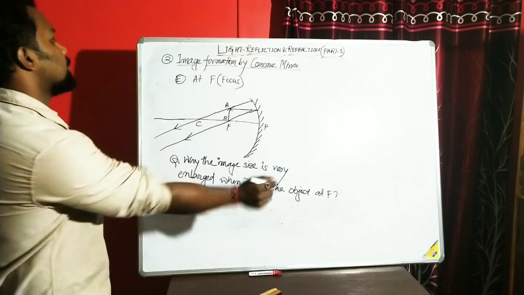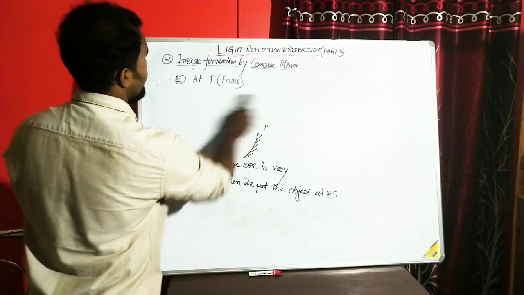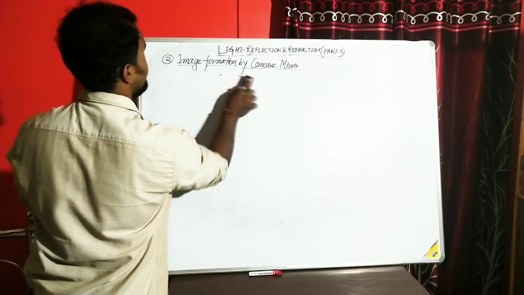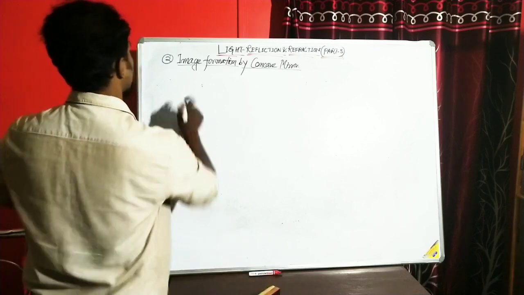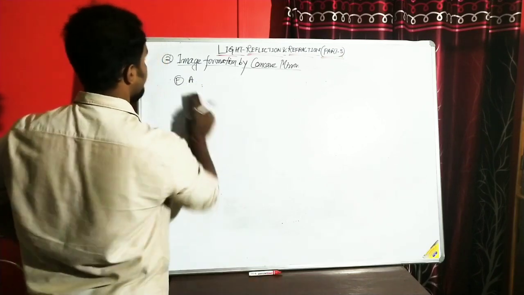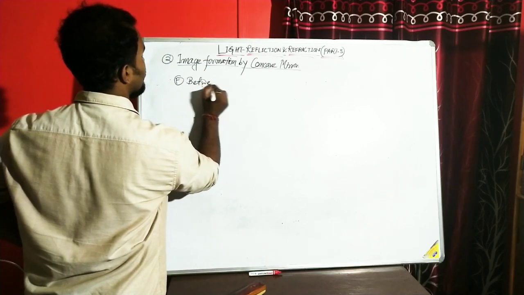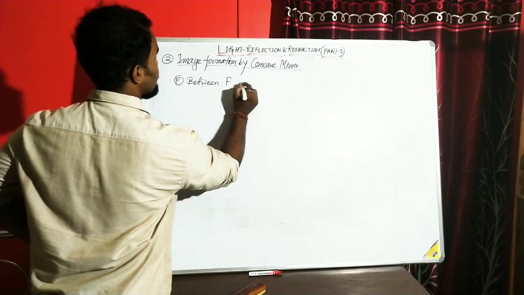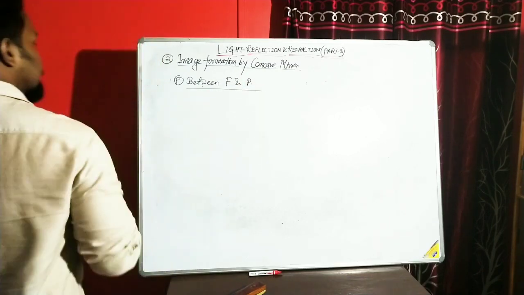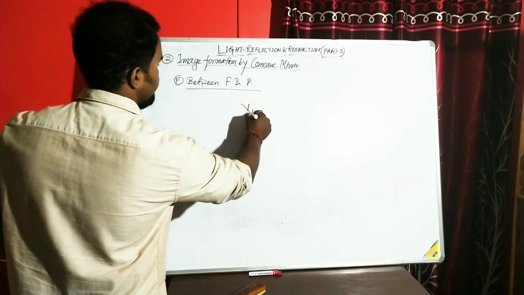Now we will move towards the last part of these positions. It will be between focus and pole. Our last one is going to be between focus and pole. Now first I will draw the concave mirror.